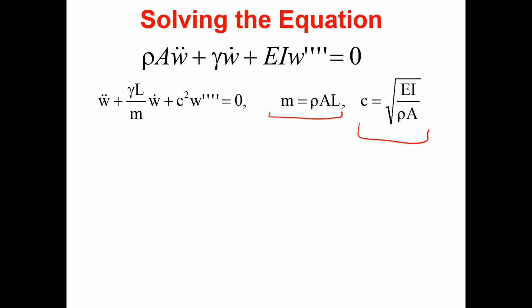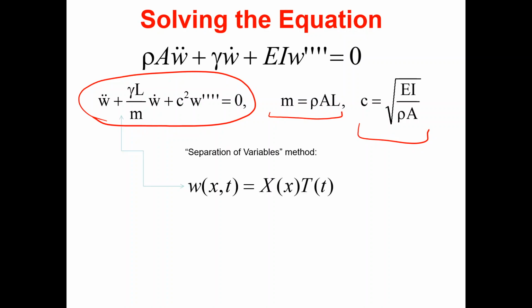So if you plug those in and simplify the equation, you are going to get to this final equation. W double dot plus gamma L over M W dot plus C squared W fourth prime is going to be equal to 0. Okay. But how can we solve this equation?